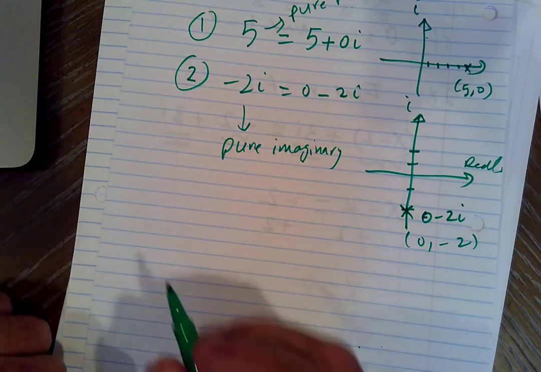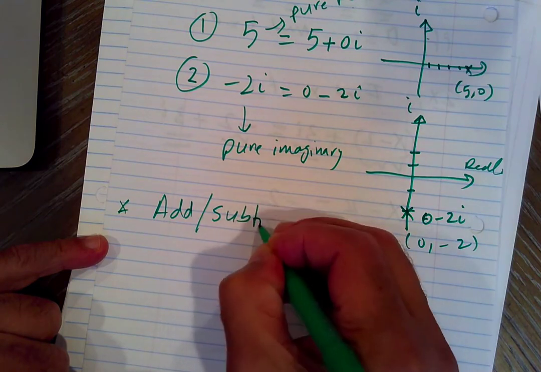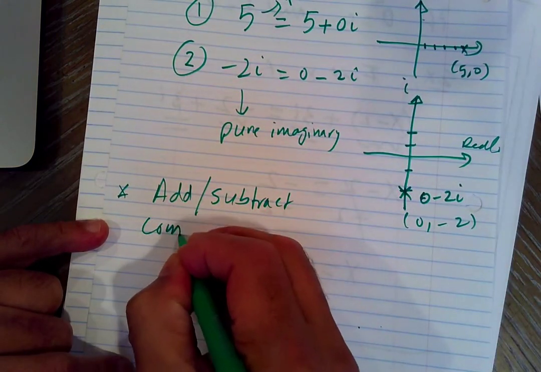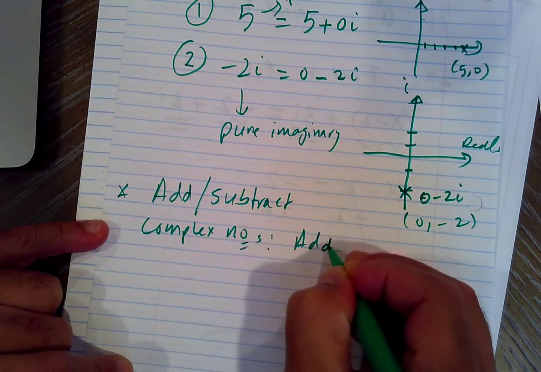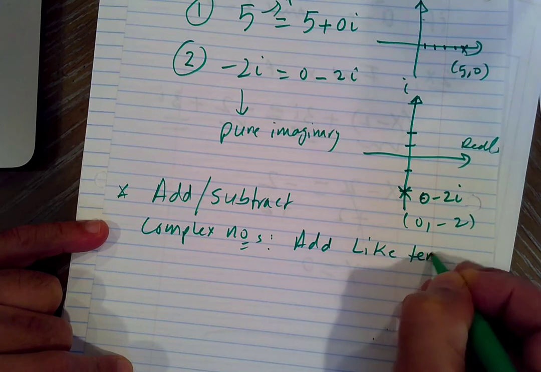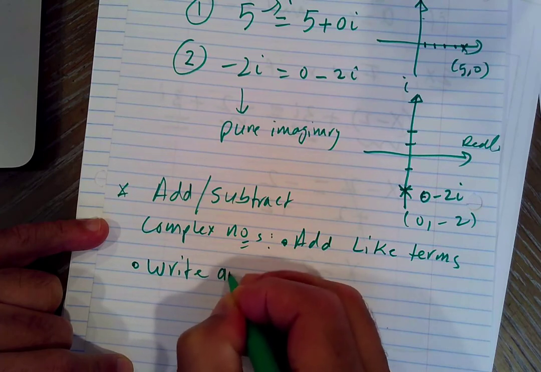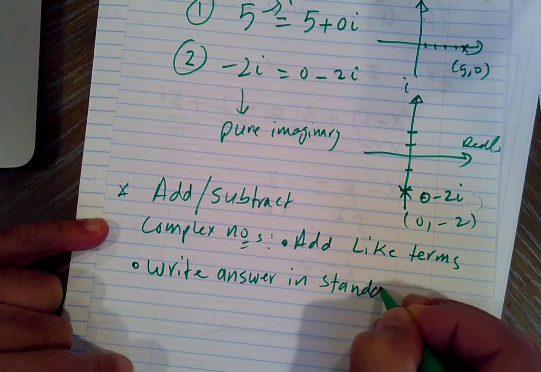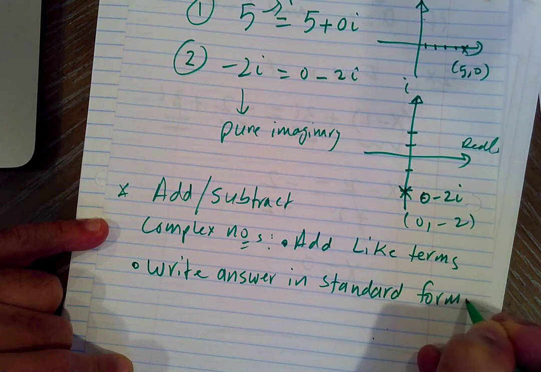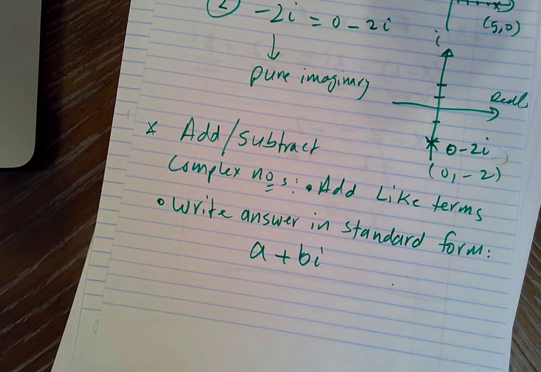Okay. So how do we add and subtract complex numbers? We just add like terms and write your answer in standard form. And when I say standard form, it's the a plus bi form. Every complex number has to be written, just like an ordered pair (a, b), as a plus bi.